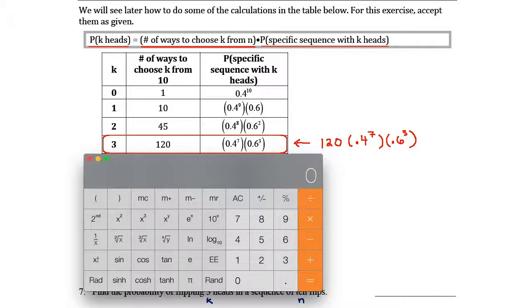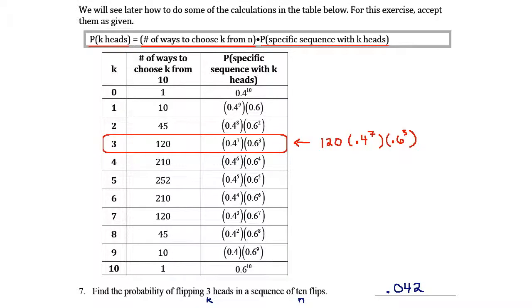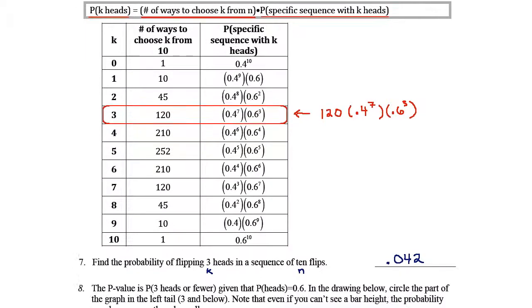On this particular calculator, I can do powers using this x to the y button. So I'm going to start with the 120 times and then 0.4 x to the y 7 times 0.6 x to the y 3, and when I hit the equals, it should follow the correct order of operations and multiply this all together. So we get 0.04246, and if we're going to round that off to 3 decimal places, let's just say 0.042. So that's our probability of flipping 3 heads in a sequence of 10 flips.